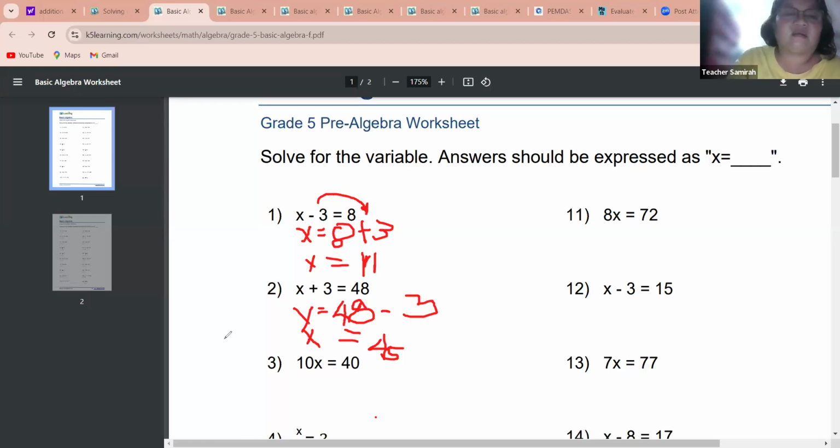What are we going to do? Anyone? Maybe divide 40 and 10. So what will be your answer if you are going to divide 40 by 10? 4. Very good.